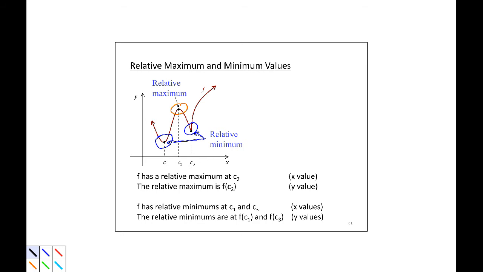Now, one thing to note here is that we have a relative maximum at C2 in this example. We have a maximum at C2, that is our x value. But the relative maximum is the height of that, which is f of C2, the output when the input is C2. Similarly, we have relative minimums at the x values, C1 and C3, but the actual minimums themselves are f of C1 and f of C3, the output when the input is each of those values.